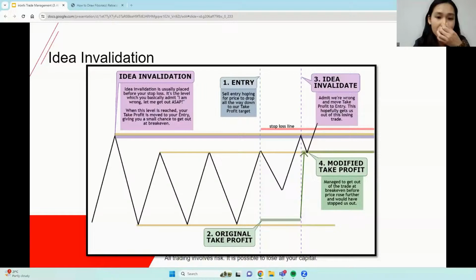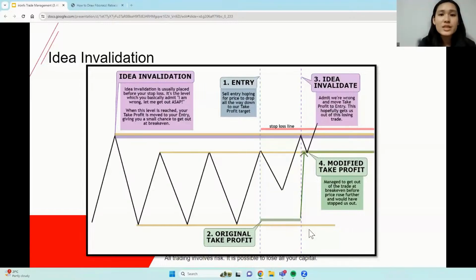So let's go through this example here. In this case, we are placing our idea invalidation below our stop loss line here. And our entry is similarly at this swing high, double swing high resistance. And we're going in for a sell entry, and we're hoping for price to drop all the way down to our take profit over here.